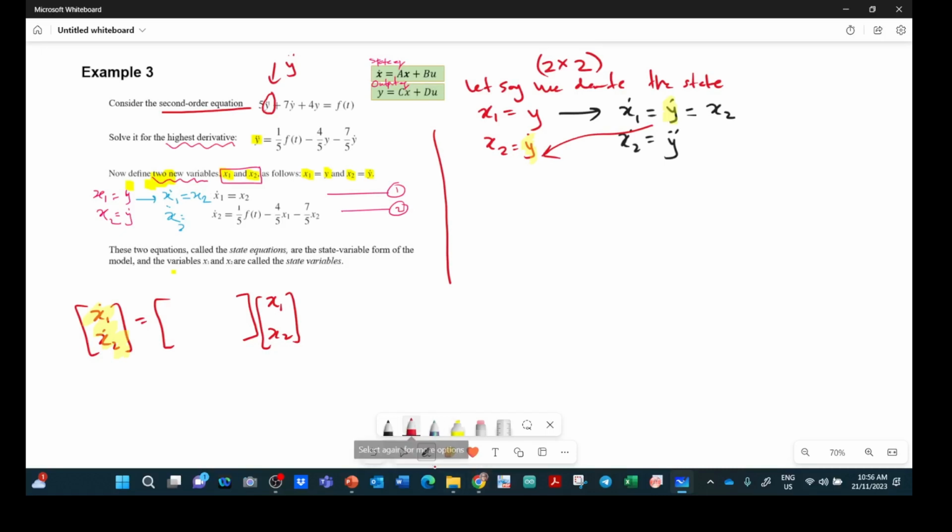Yes, you already have the answer, right? So meaning this one is a complete equation already. But how about this x2 dot, is it a complete equation yet? No, right? So you need to solve for this y double dot. So if we just put in the parameters that we have, x1 dot equal to x2, so we have 0 and 1. Do we have any input? No, right? 0, input u.